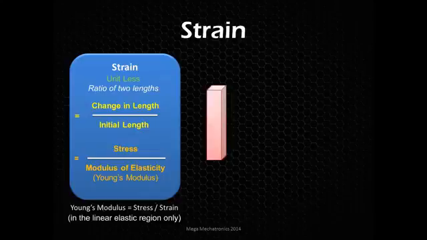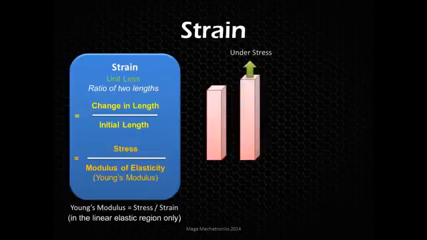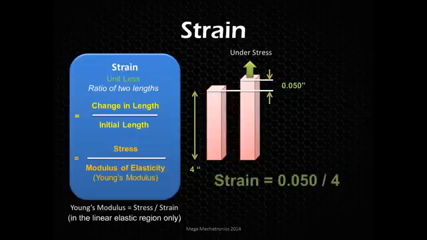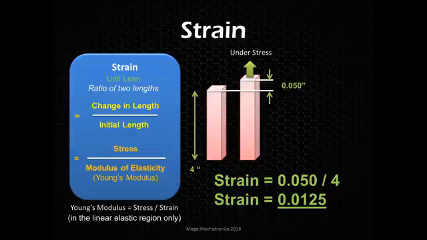So let's take our sample column here, and let's say we pull on this thing and we stretch it out a little bit. So we started with 4 inches and we stretched it 0.050, 50 thousandths of an inch. Not very much. So again, we're going to take that change. We're not taking the total length of that. So 50 thou divided by 4 inches. That's going to give us a strain of 0.0125 or 1.25%. So we change that length by 1.25%. And that's strain.